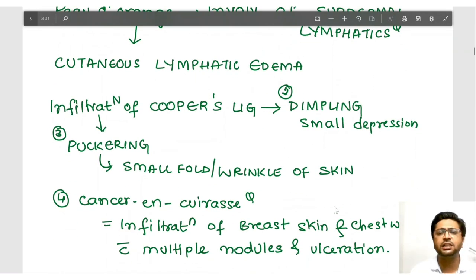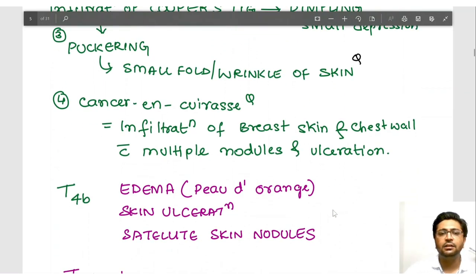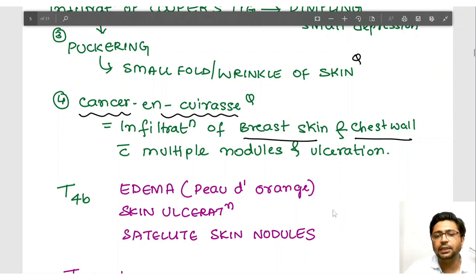This is normally seen in carcinoma of breast. So with infiltration of Cooper's ligaments, there would be dimpling and puckering. Dimpling is nothing but a small depression, and puckering is a small fold or wrinkle of skin. There is one more entity referred to as cancer en cuirasse. So cancer en cuirasse is nothing but infiltration of the breast skin and chest wall with multiple nodules and ulceration. So if you see multiple nodules and ulcerations with infiltration of breast skin, it is nothing but cancer en cuirasse.